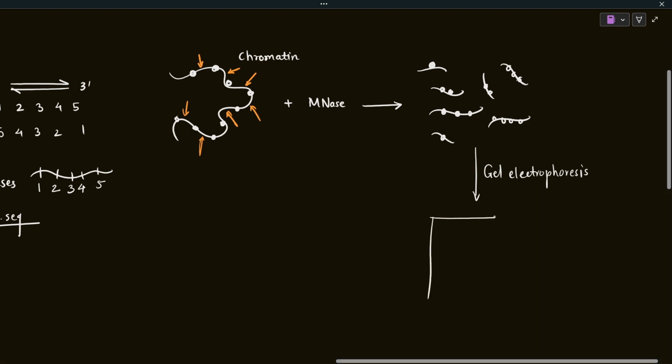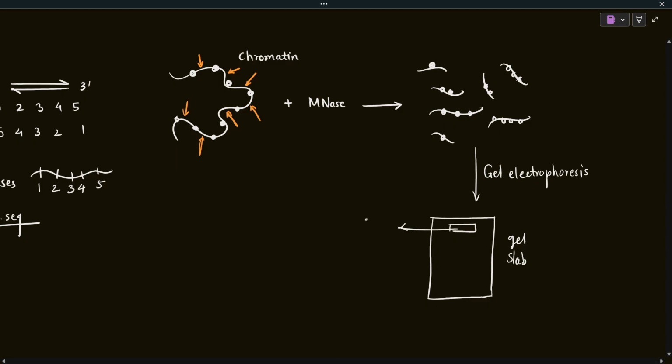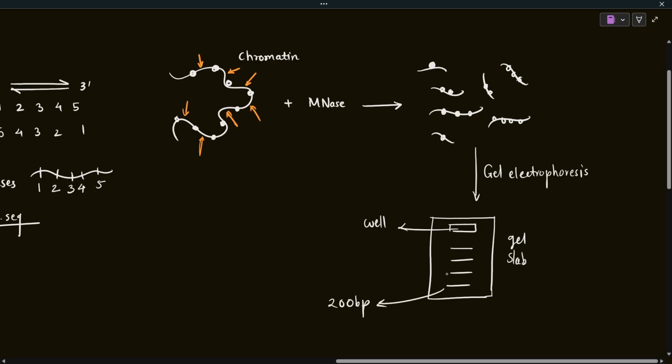So assume this is a slab of gel, this is a gel slab, and this is a well. In this well, we loaded the DNA fragments, and now the DNA fragments are separated. The separated DNA fragments were of certain sizes. So this is 200 base pair, this is 400 base pair, this is 600, and so on. Those fragments are repetitive in length. The 200, 400, 600 are in multiples of a certain length. Here they are multiples of 200 base pairs.